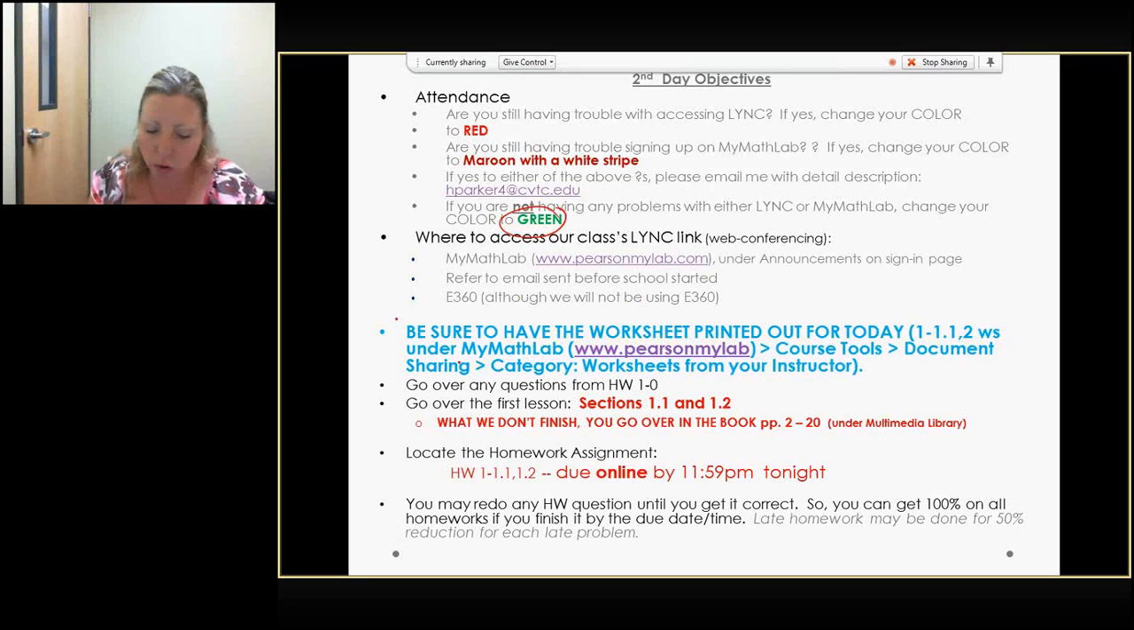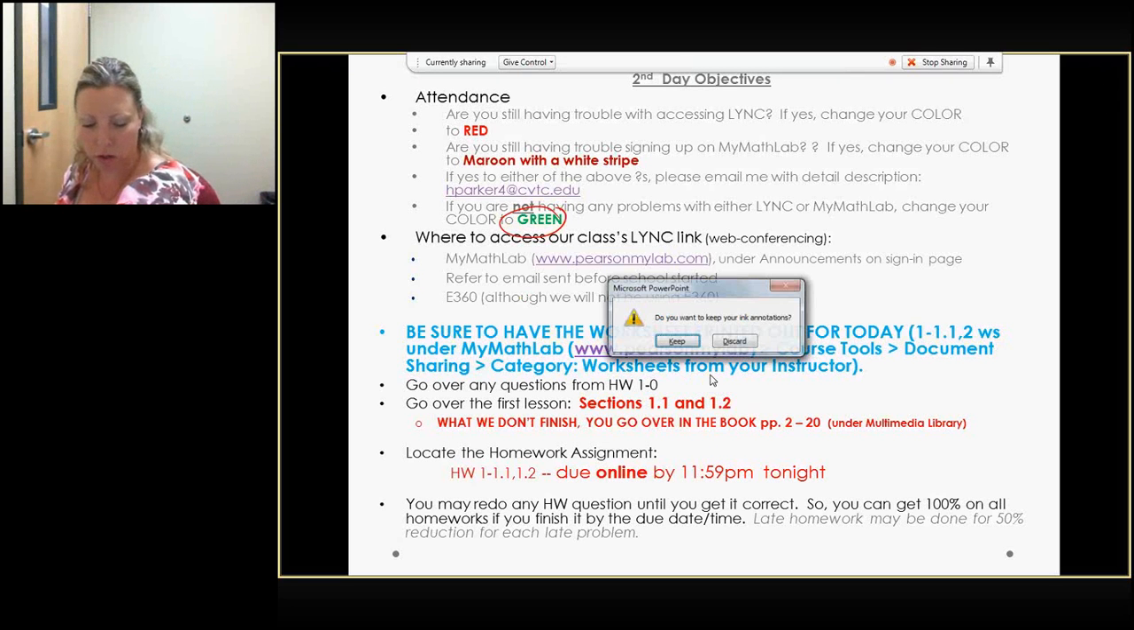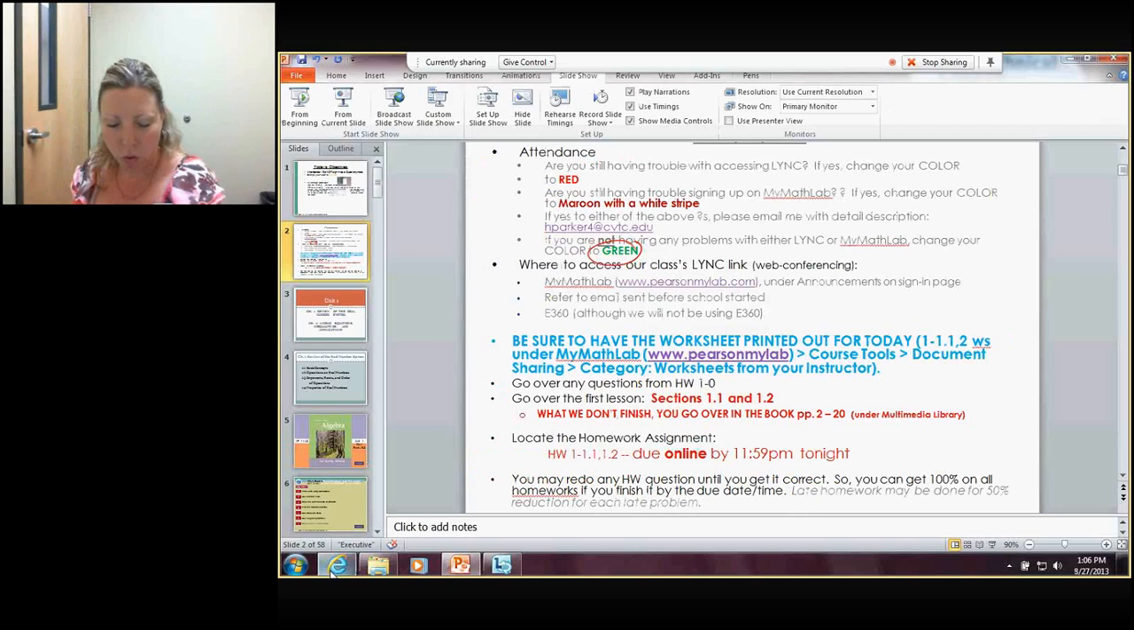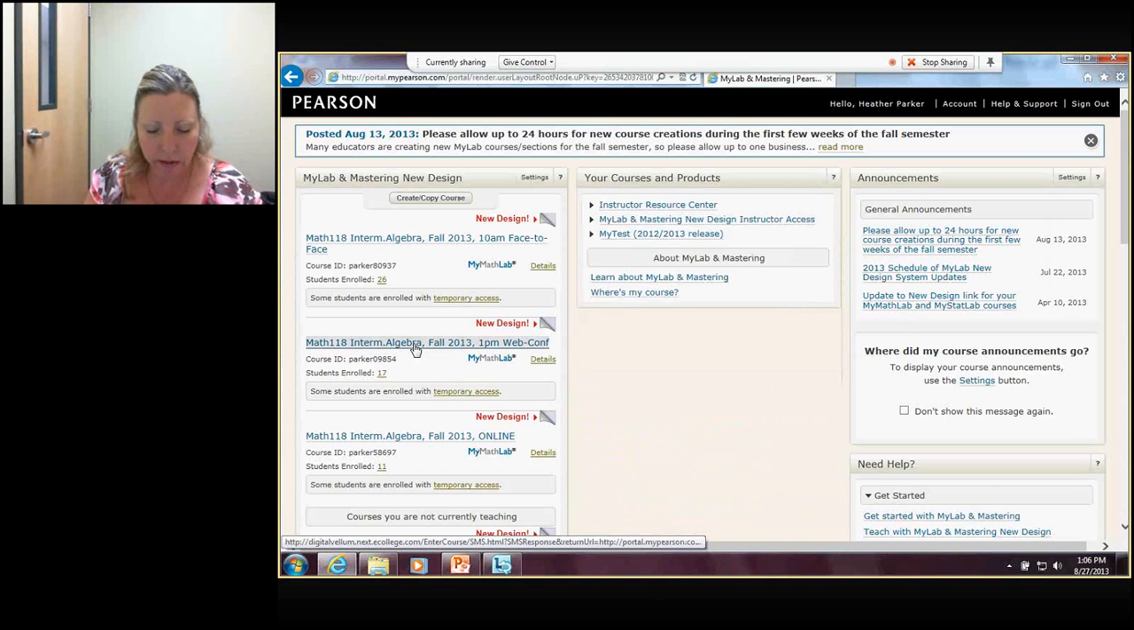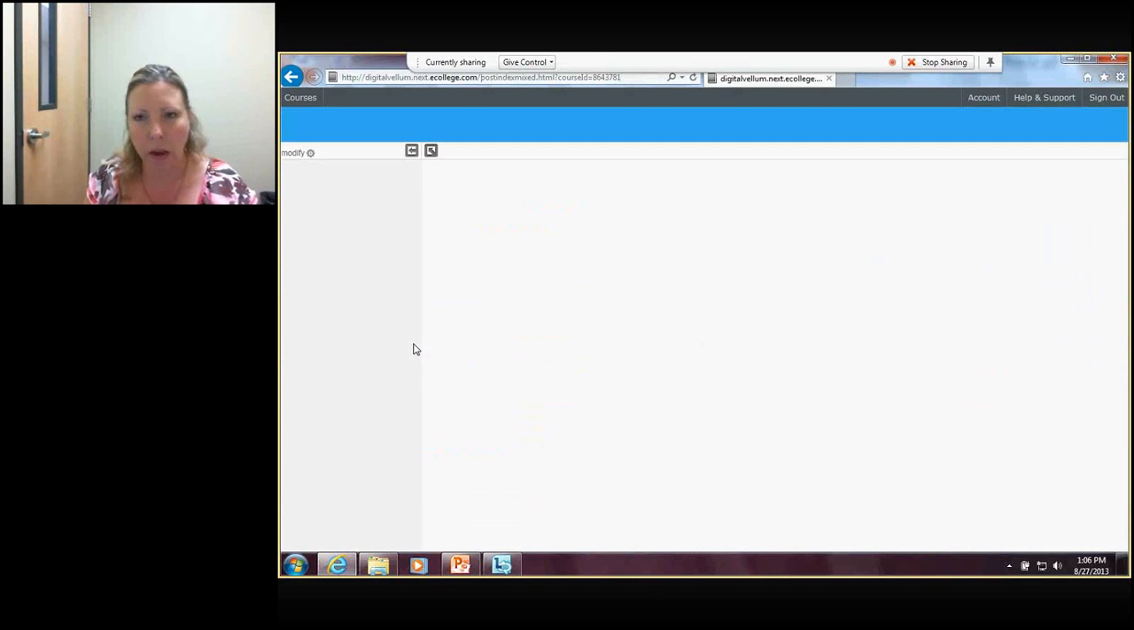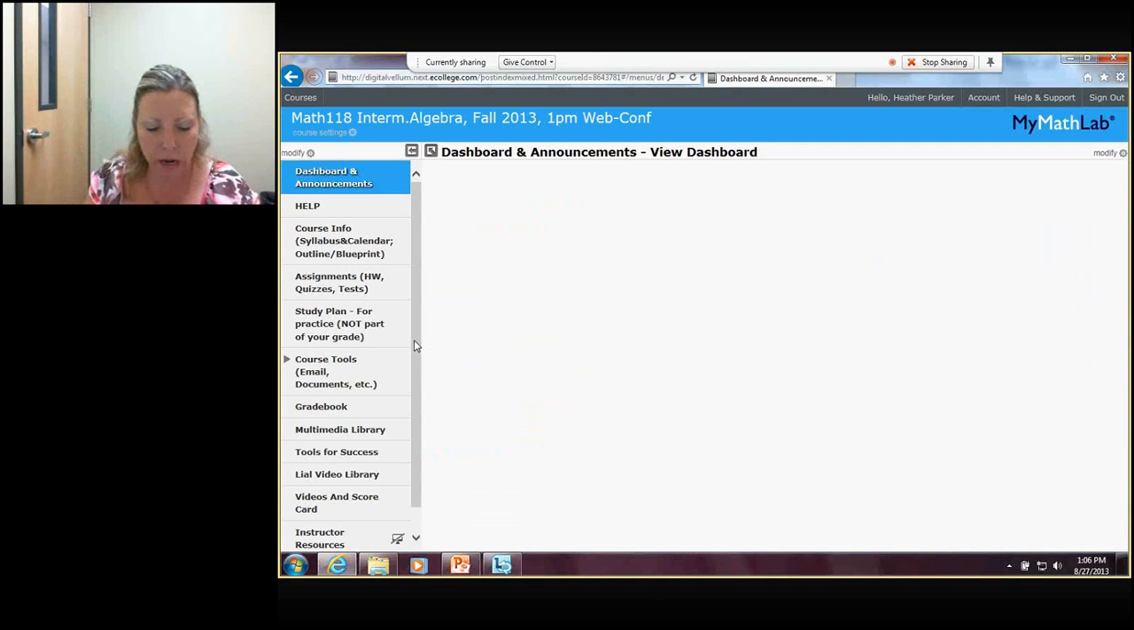Now, do you all have that worksheet printed out for today? And this is the path. You're going to go to My Math Lab, then you're going to go to Course Tools, and then Document Sharing, and it's under Category Worksheets from your instructor. So I'm going to go ahead and open that up for you. When you sign into My Math Lab, you're going to find our class, and it's going to be the web conferencing. And for my online students, it would be the online class.